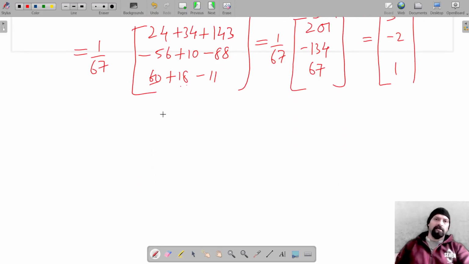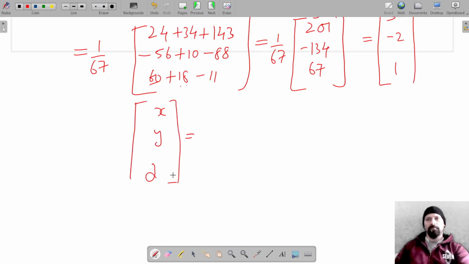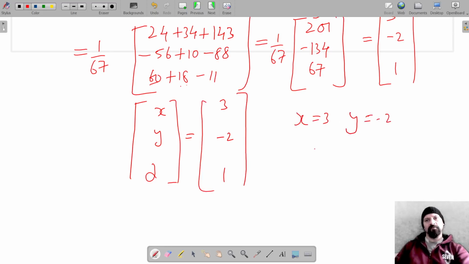So that means our matrix X, Y, and Z is equal to the product, which is 3, negative 2, and 1. And hence we can write that X is equal to 3, Y is equal to negative 2, and Z is equal to 1.